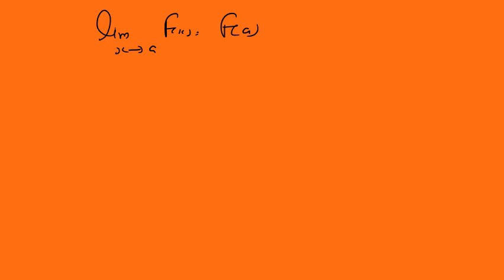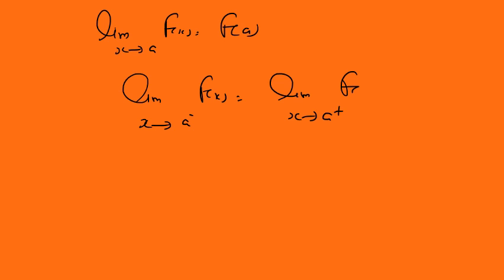Now, limit of a function exists if limit x tends to a minus f of x is equal to limit x tends to a plus f of x. That means left hand limit is equal to right hand limit. Then we can say that the function is continuous. Hope you understand.